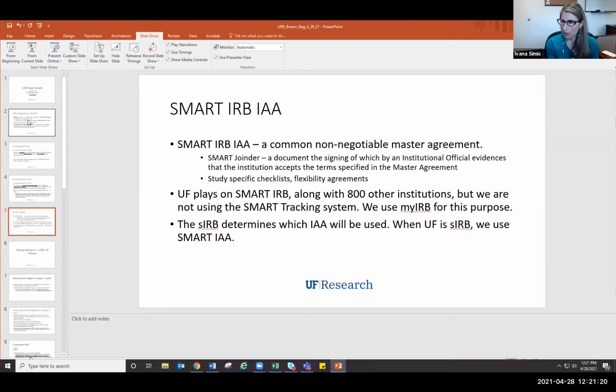So are there any questions so far about the preliminary terms and the setup?